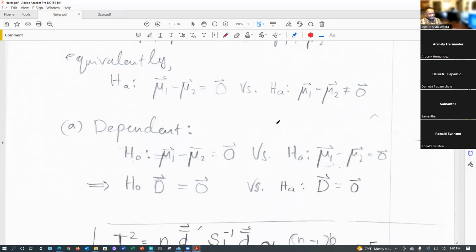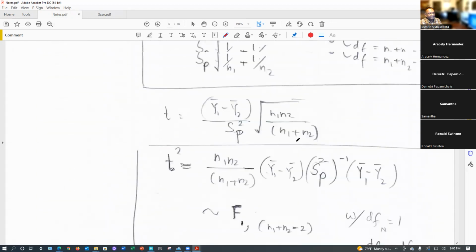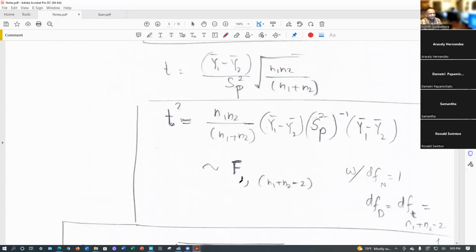Now vectors. It also has mainly two cases, dependent and independent. But for independent, we don't go through all the cases, only one case, as I said, with the pooled one. Other ones we don't have to.